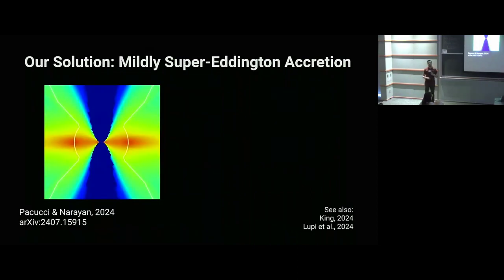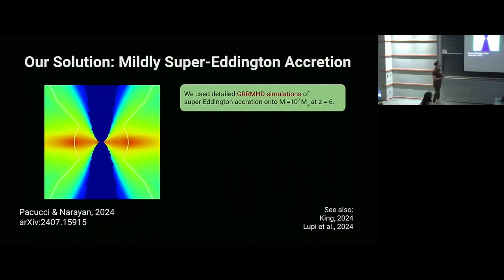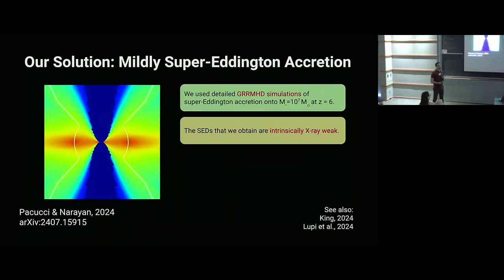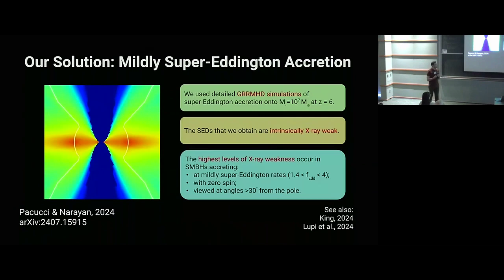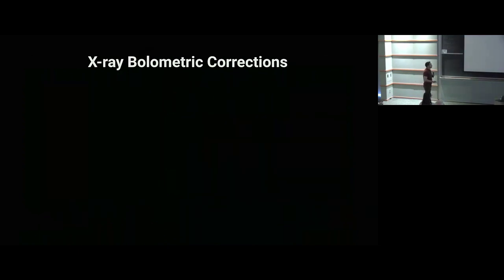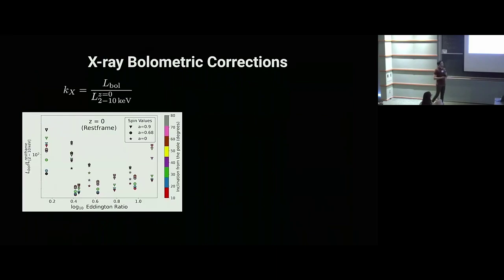For the first time, we investigated this phenomenon using GRMHD simulations of Super-Eddington accretion onto 10^7 solar mass black holes at redshift 6, representative of the median population. The punchline is that we obtain SEDs that are extremely intrinsically X-ray weak, especially accreting at mildly Super-Eddington accretion rates, just above Eddington, with zero spin and viewed at large inclination angles from the jet. We obtain X-ray bolometric corrections, 2 to 10 keV, in the rest frame that are very large.